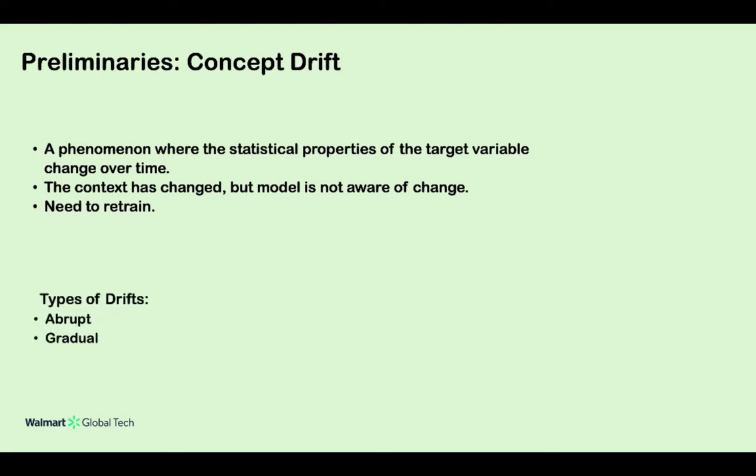Now coming to the different types of drift, there can be two types of concept drift. One is abrupt and the other is gradual. As the name suggests, abrupt is a sudden change over time, and in case of gradual, the change occurs gradually with time.